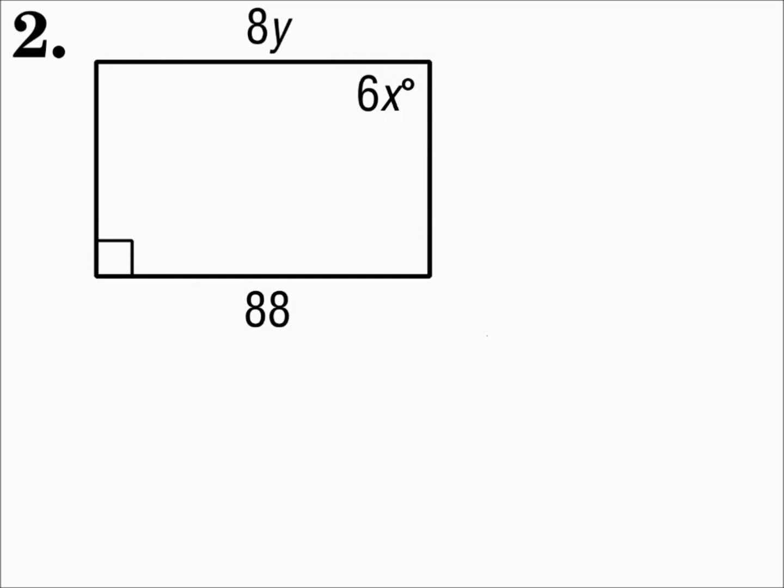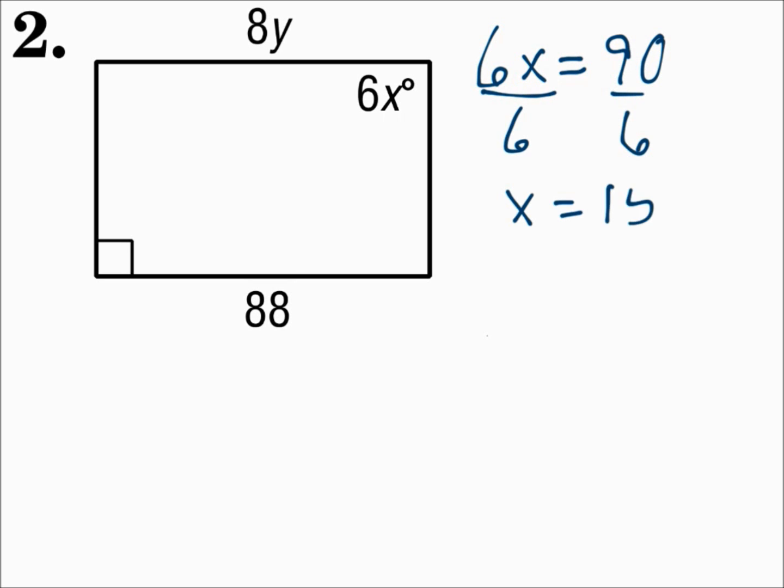On number 2, we're dealing with angle measures and side measures here. Look at the angles first. This parallelogram has a right angle, which means all four angles are right angles. So 6x has to equal 90. Divide both sides by 6 and x is 15. If a parallelogram has one right angle, then it has four right angles.